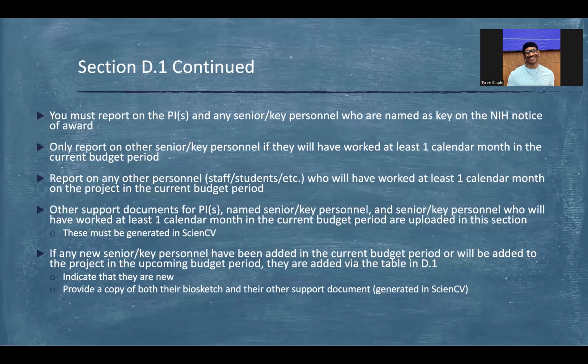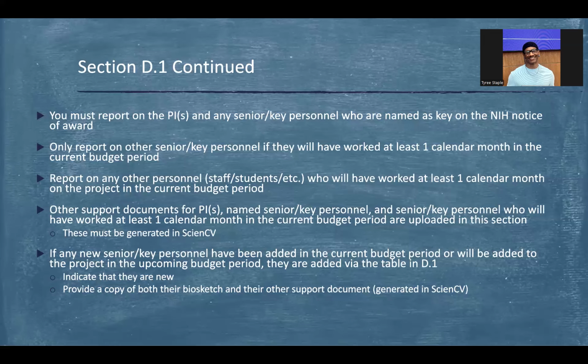Yes. For this, that means if someone works for at least one calendar month, you have to include the person. Is that what you say? Yes. If they work at least one calendar month in the current budget period, yeah, you have to report on them. If you have a senior key who worked less than one calendar month, you do not need to include them on the all personnel report, and you do not need to obtain their other support page.